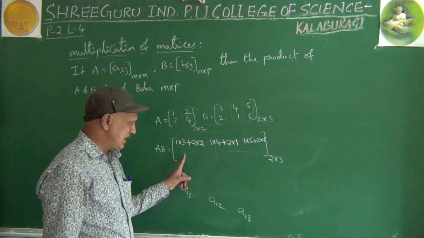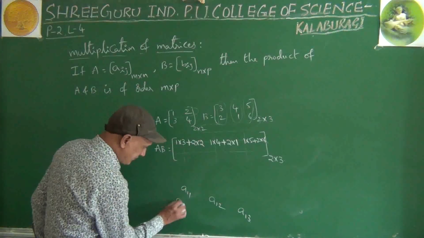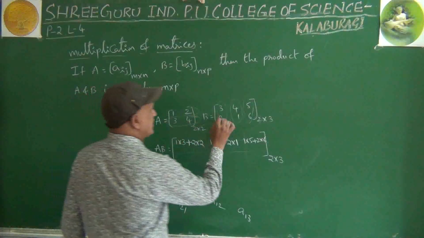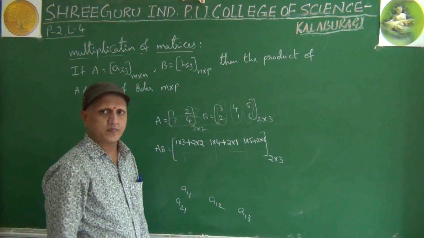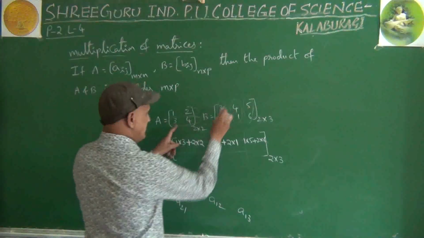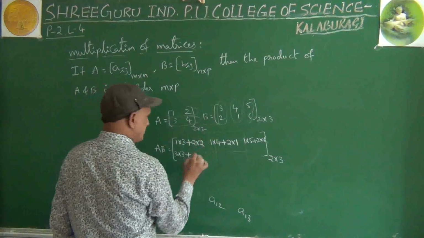Right? What is the address for this? Second row, first column. Second row here, first column here. Multiply those. That is the easiest way to remember. Second row, first column. 3 into 3 plus 4 into 2.